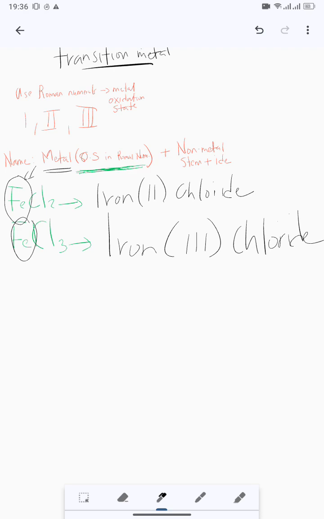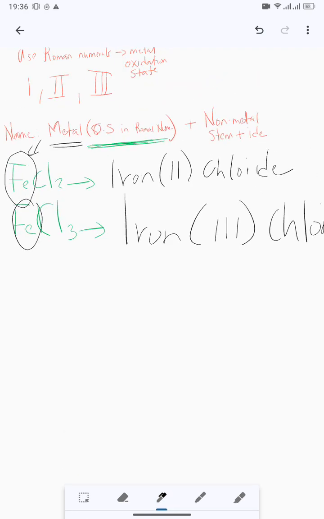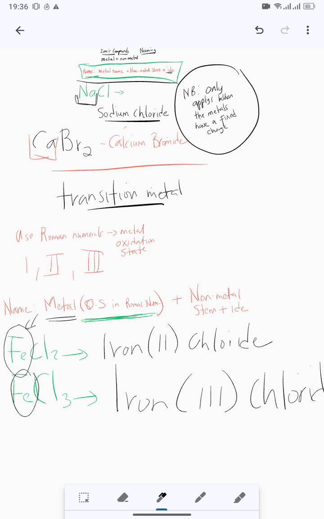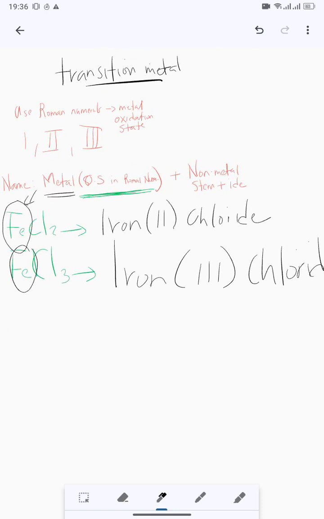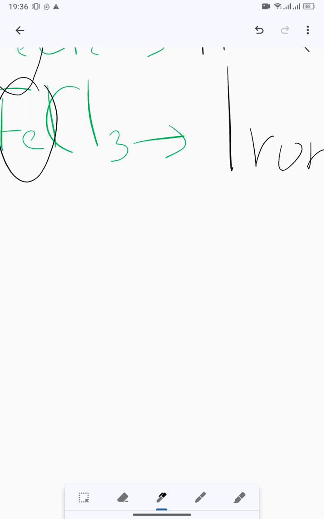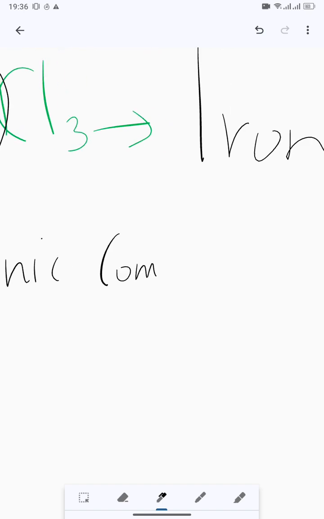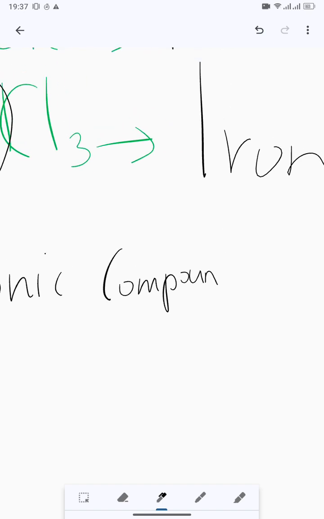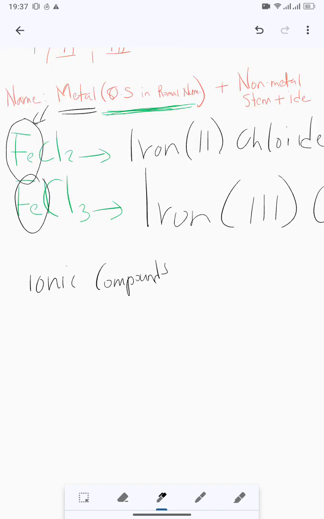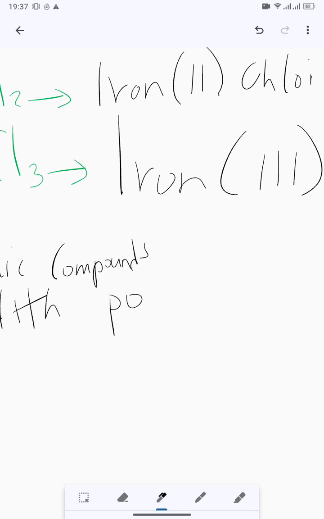Yes, moving on with our naming. We have just done ionic compounds. Now let us do ionic compounds with polyatomic ions.